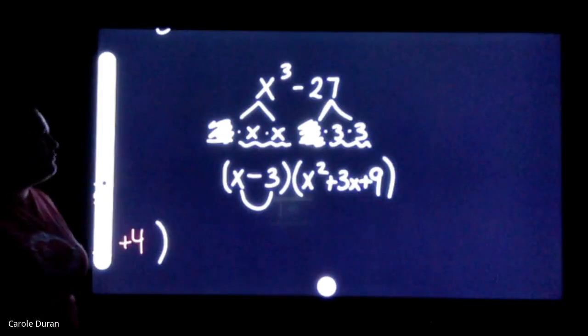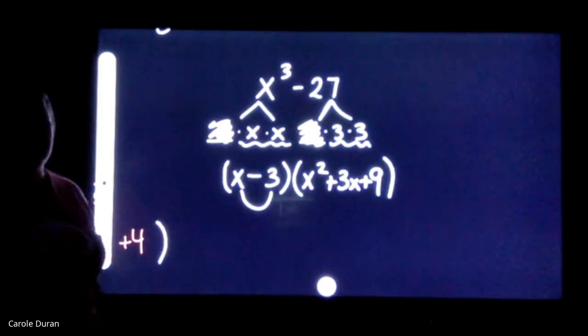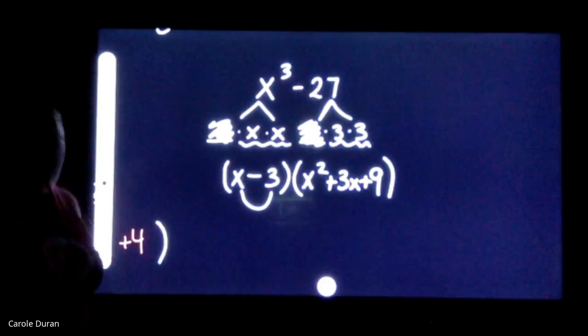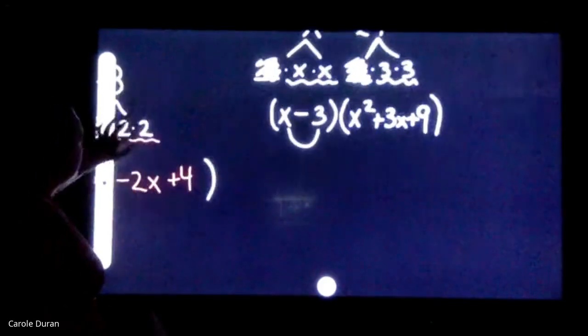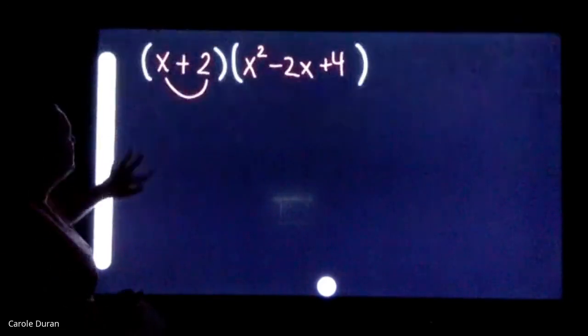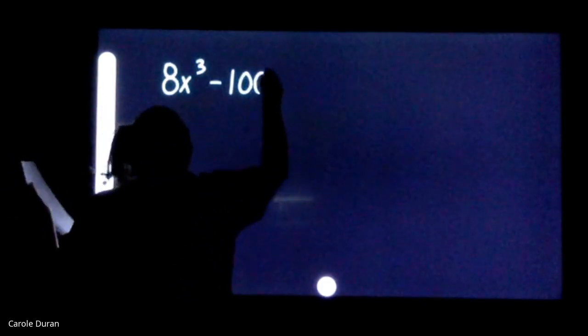So we're going to go ahead and do 4 more examples of this, and then that is it for today. Anybody have any questions so far? Okay, let's keep going. Our next example is going to be 8x cubed minus 1,000.